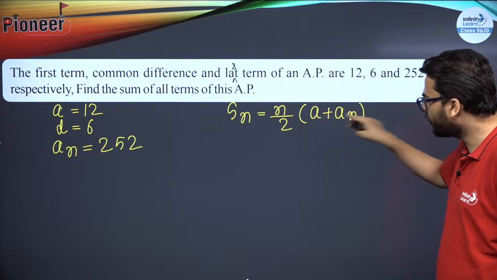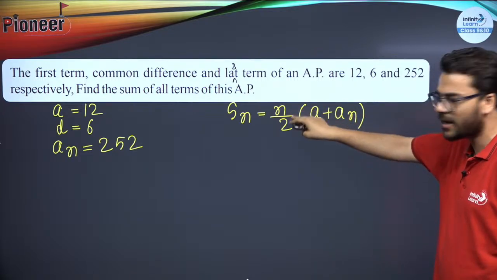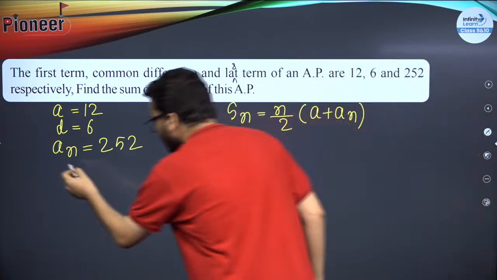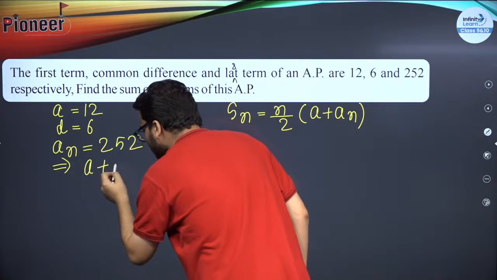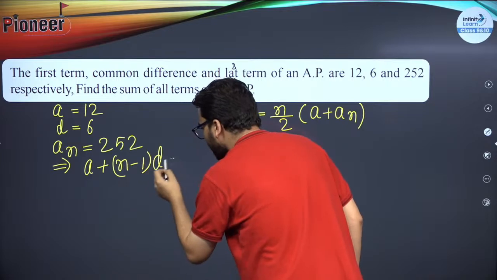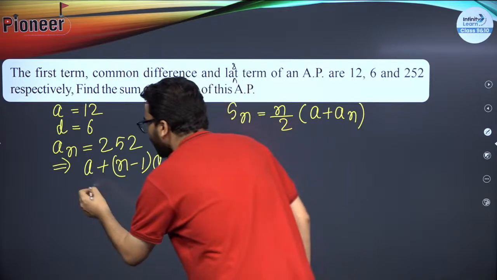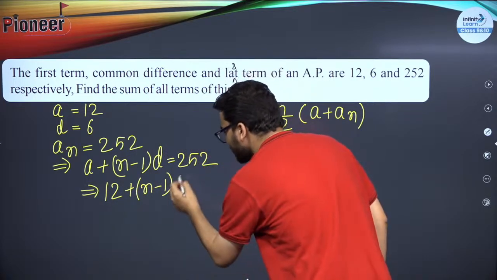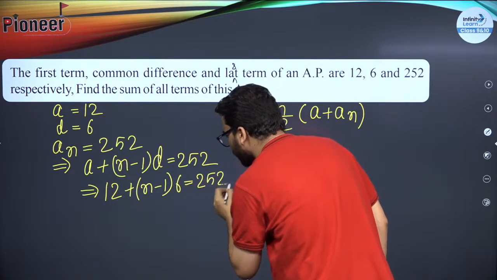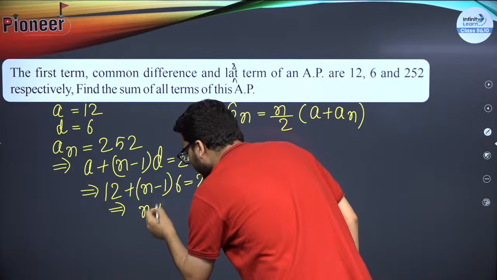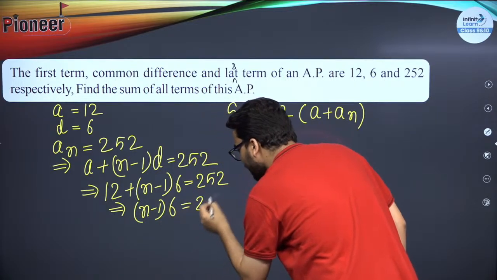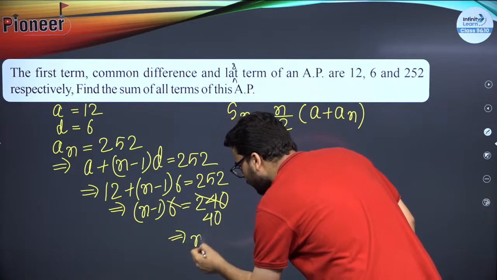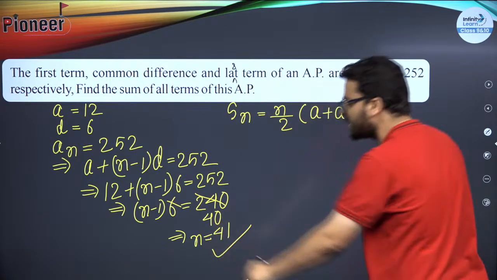Over here you know the value of A and the value of An, but you don't know the number of terms of this AP, correct? So can we use this one or not? An is A plus n minus 1 into D. You know this formula, and that is equal to 252. Now A is 12 plus n minus 1, and D is 6, so that is equal to 252. So can I not say that n minus 1 into 6 is 240, and n minus 1 will be equal to 40. Therefore n is equal to 41. So the number of terms of this AP is 41.